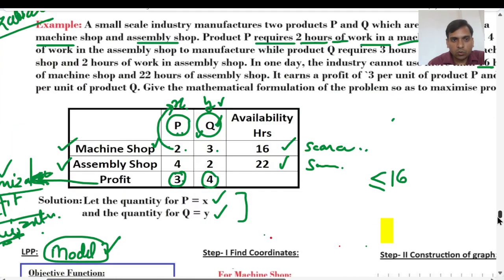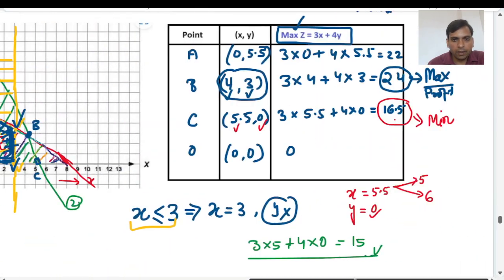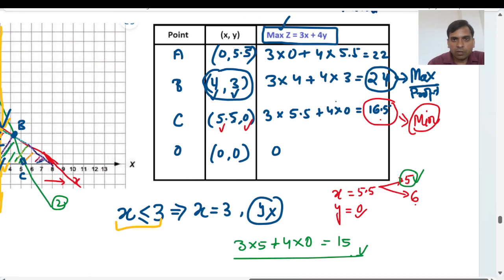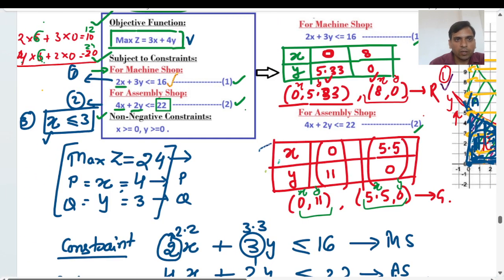Okay, so for the main question, this is the main question, and the result is this: 24 and 4 and 3 allocation of resources. So value of x is 4 and value of y is 3. Okay, so we can find total utilization of resources. So first resource is machine shop and your answer is 4 comma 3. So x is equal to 4 and y is 3.